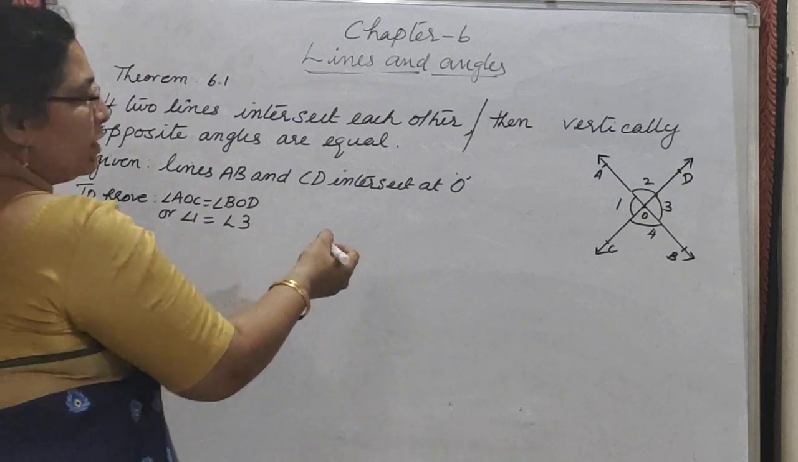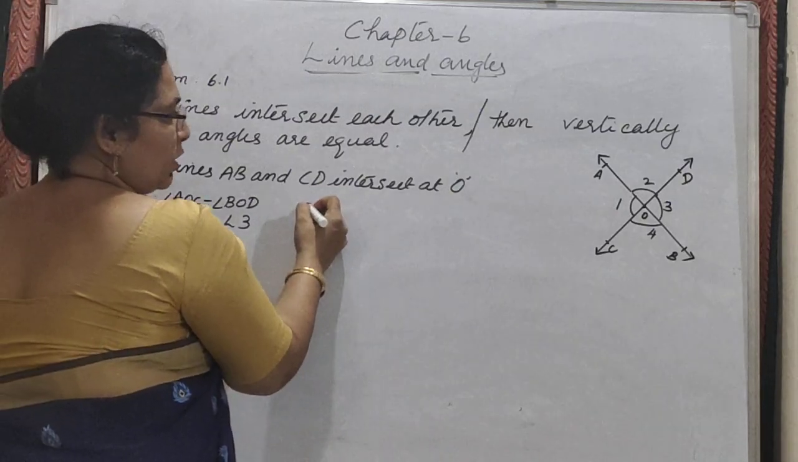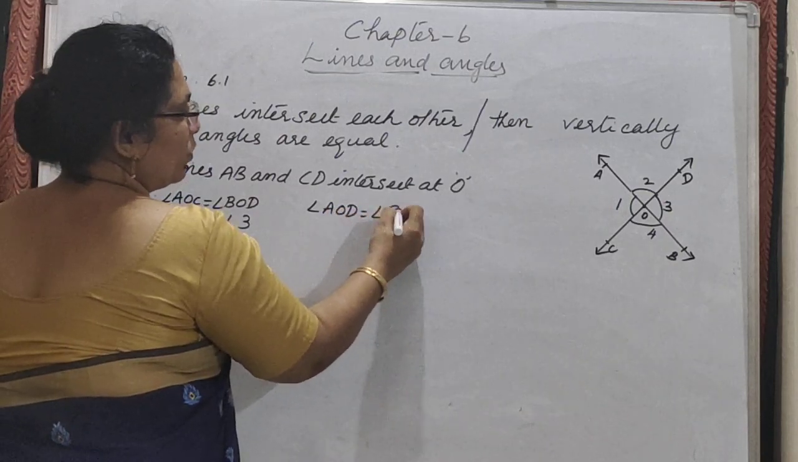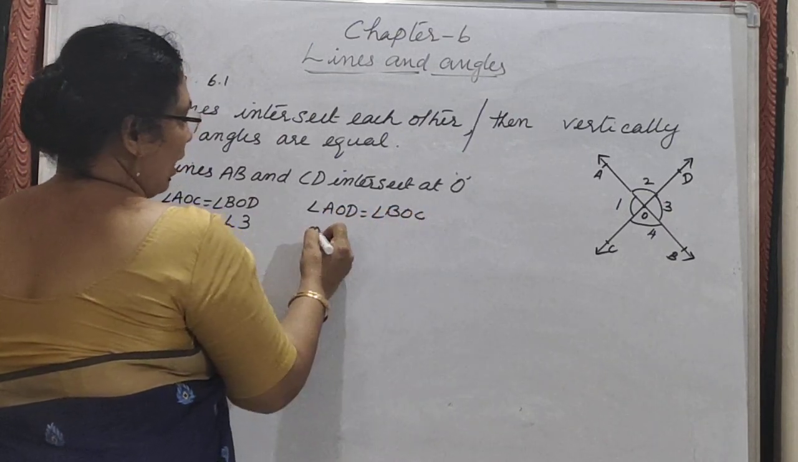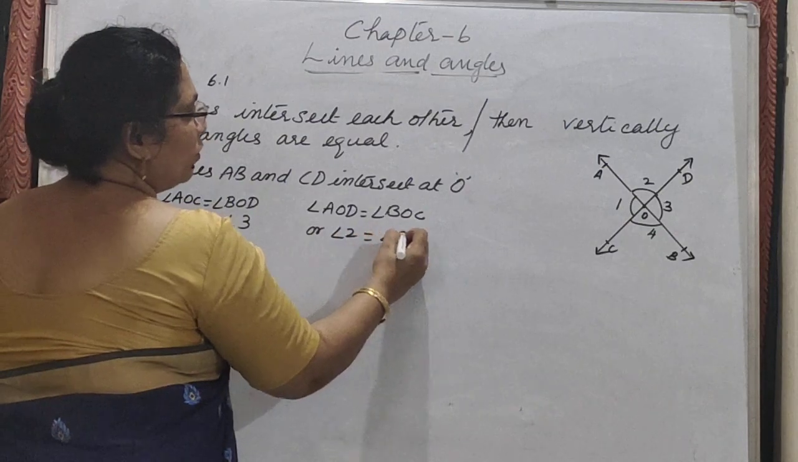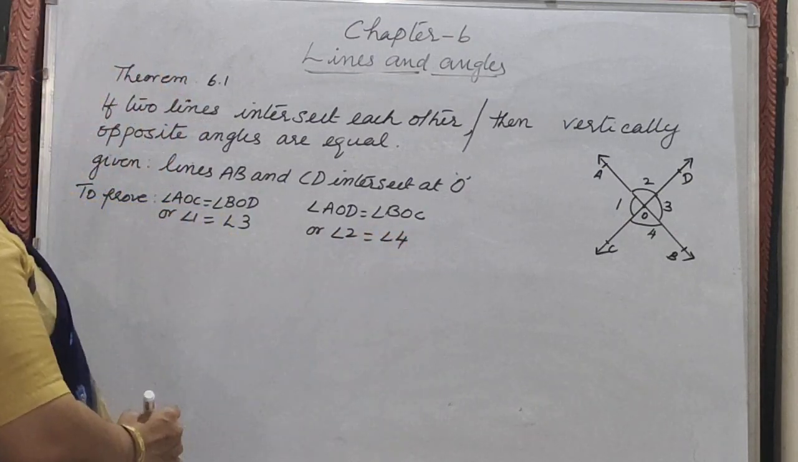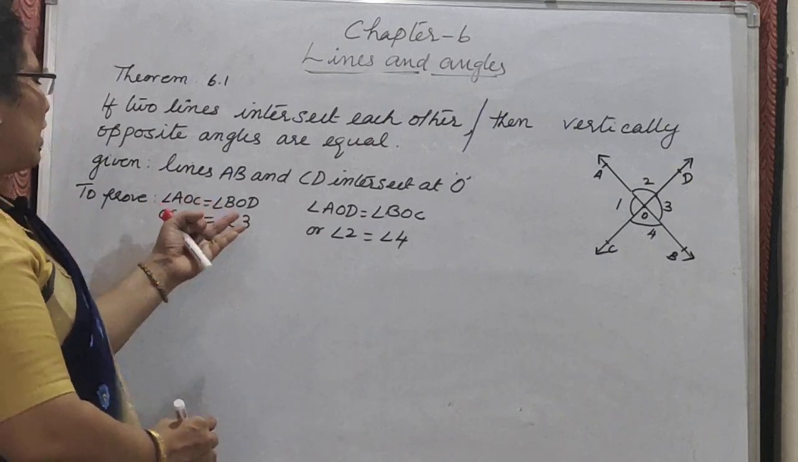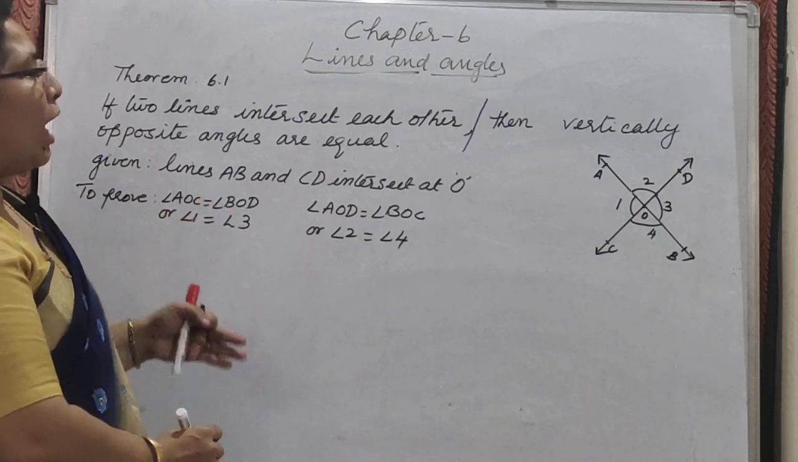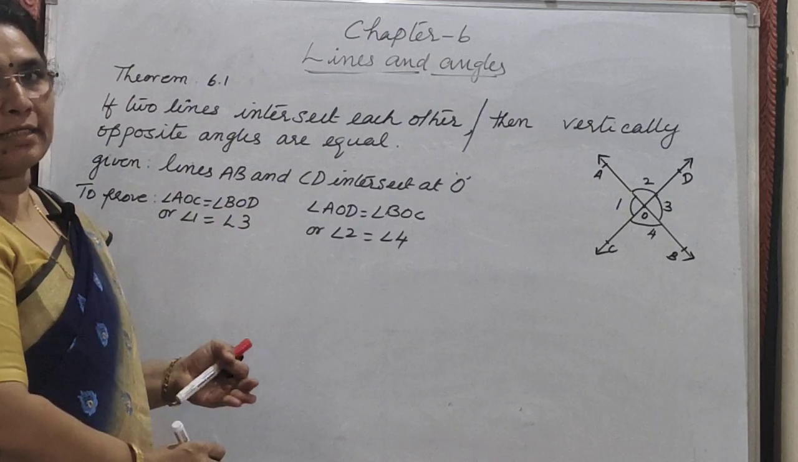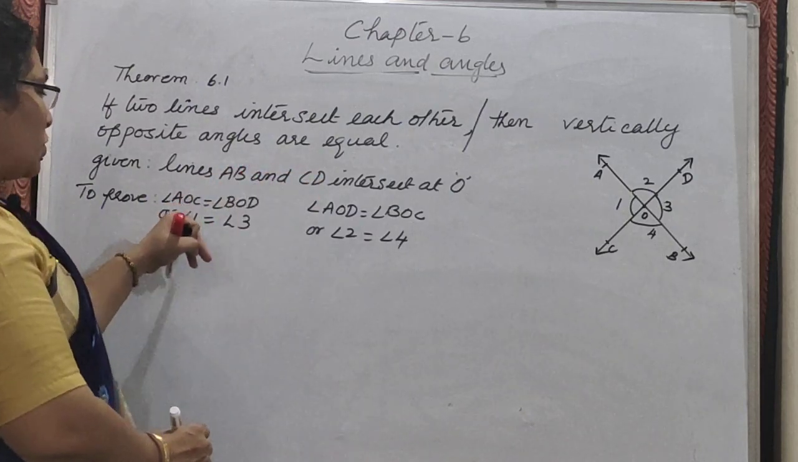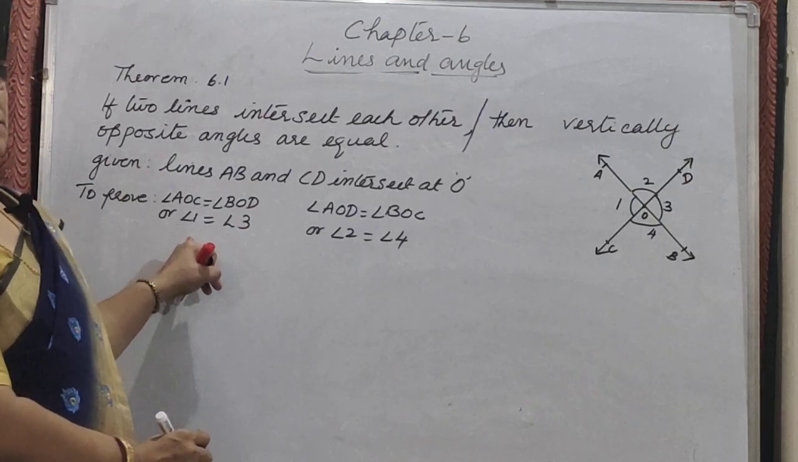What is the second one? Similarly, one more pair is there: angle AOD equal to angle BOC, or we can write angle 2 is equal to angle 4. When you use numbers, it will be easy. With three letters it is very difficult to prove, and if you use a single letter, the vertex name, it means O only. So either use three letters like this, or you can name the angles by number.